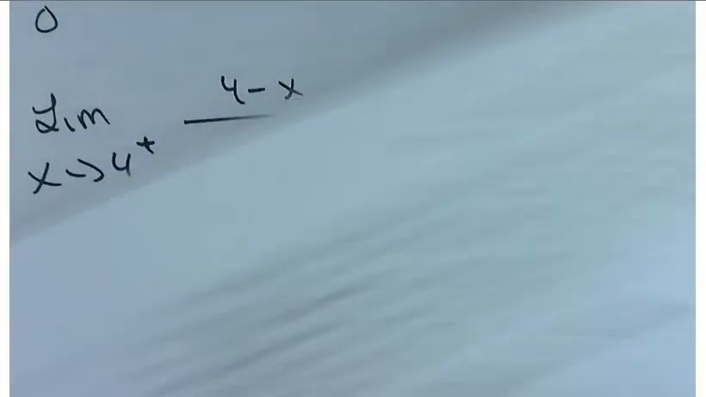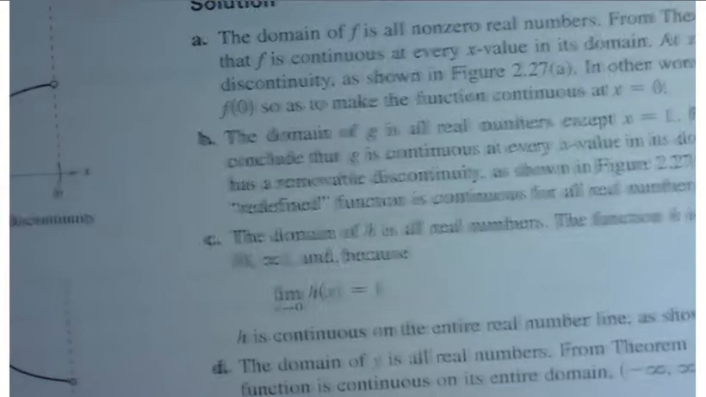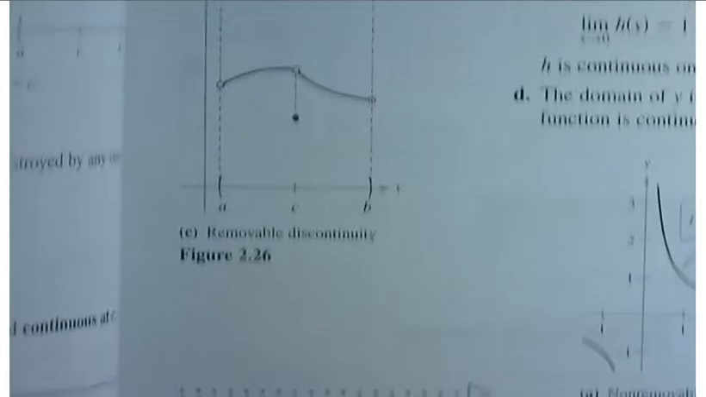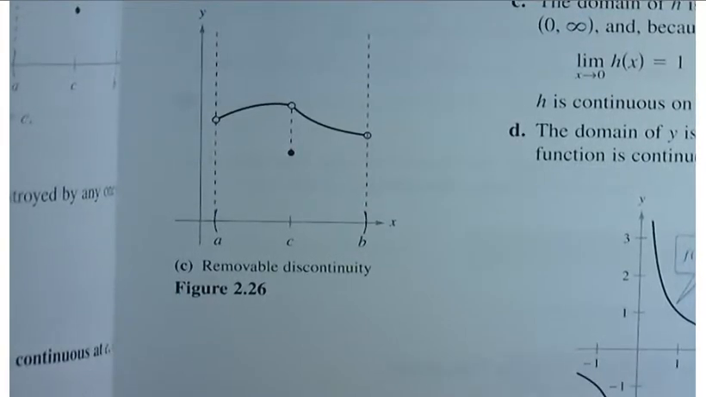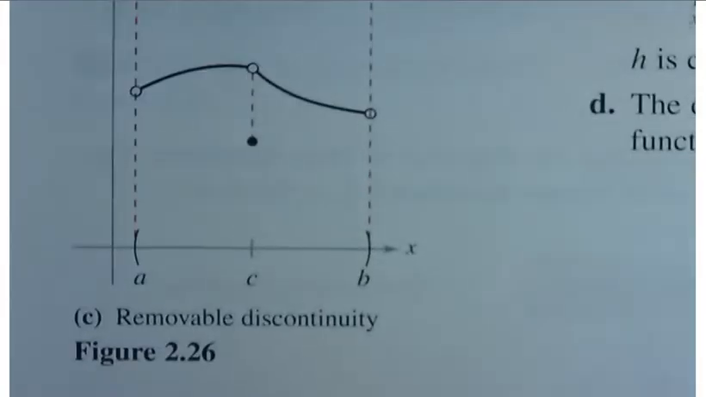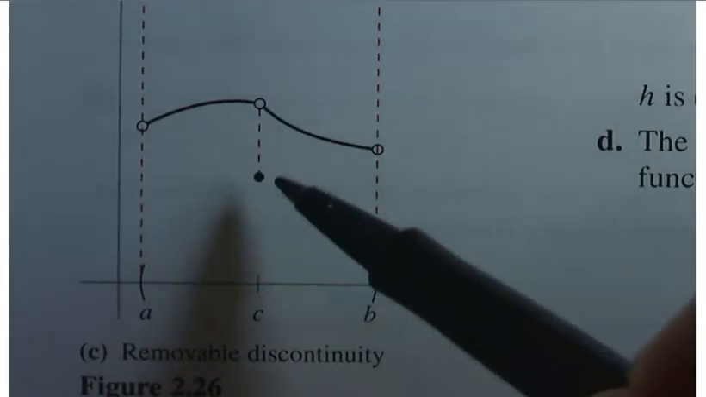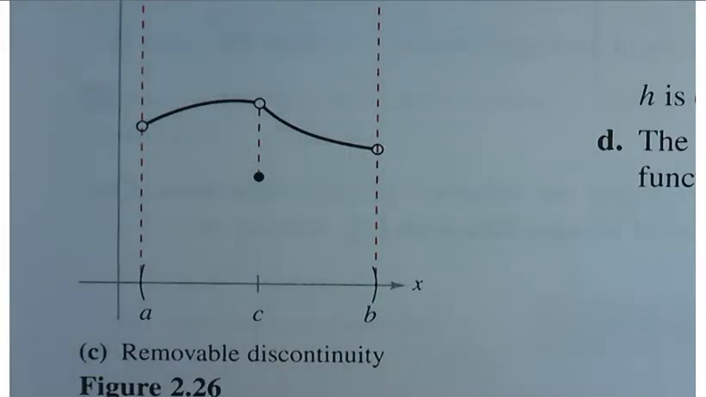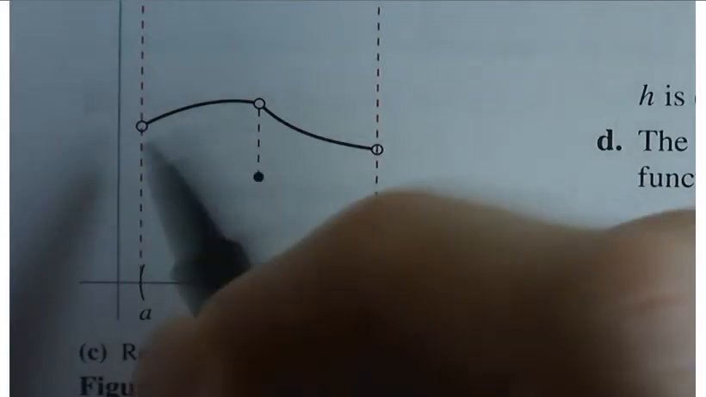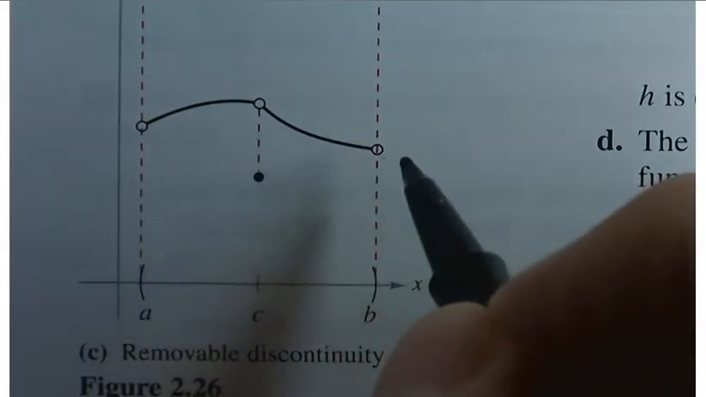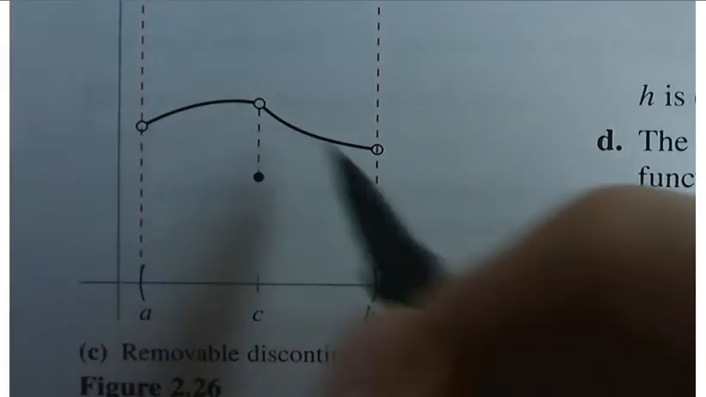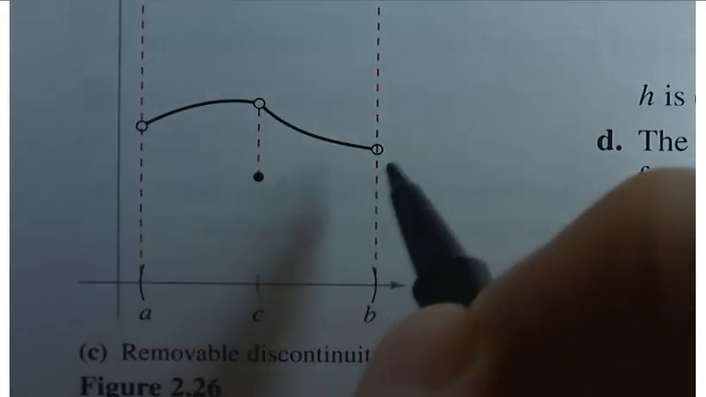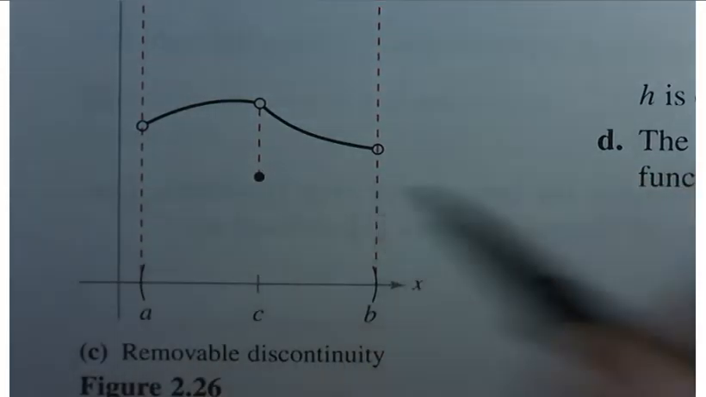Let's move down to figure C. This is another removable discontinuity. Because again, if I redefine the function, if I pick that point up, I can fill in that hole and it'll be a nice, smooth, continuous function. By that I mean I can draw it without lifting my pen from the paper. That's what I mean by a continuous function. Now, that's not a formal definition, but it's a good working definition.